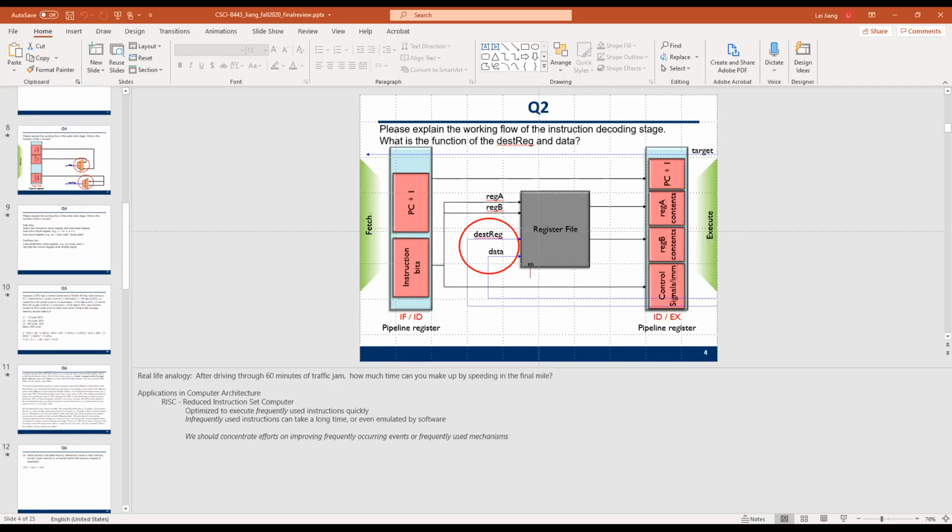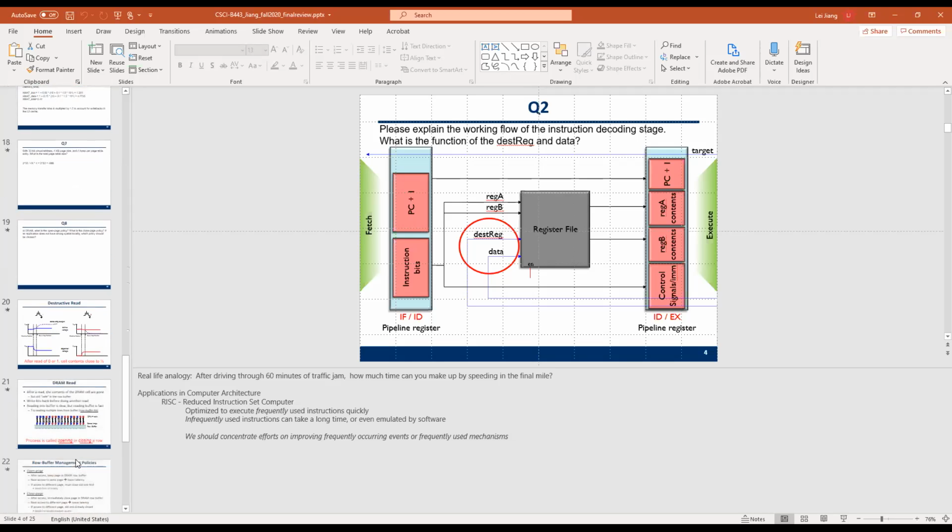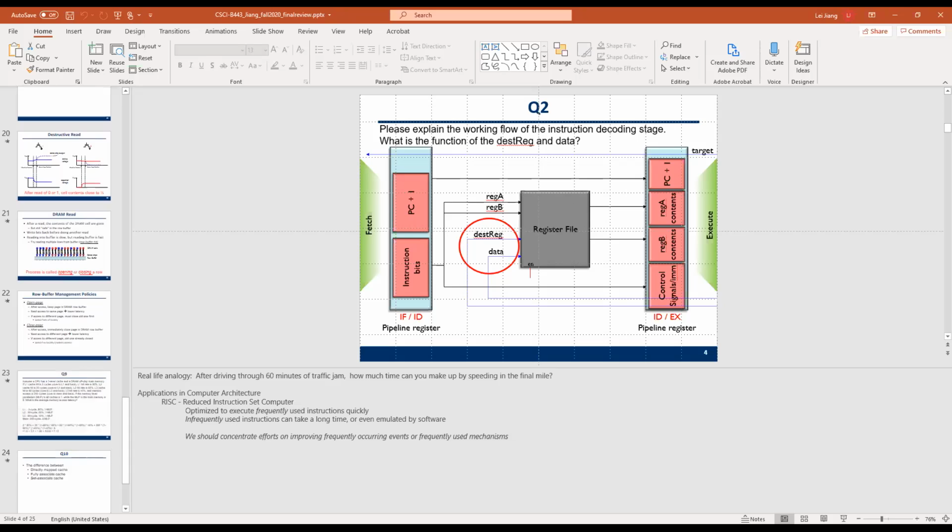I think the final review covered all the topics. No new topic will appear in the final examination. First, it's about the 5-stage pipeline, right?